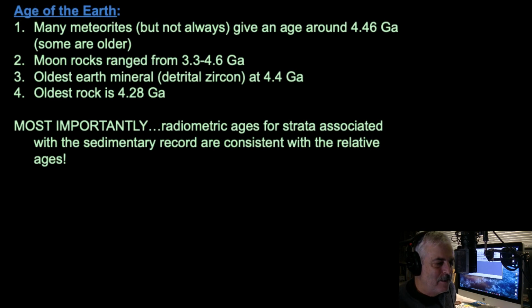Okay. Now, with all of this behind us, many meteorites actually give us an age of 4.46, in billions of years. Moon rocks range from 3.3 to 4.6.